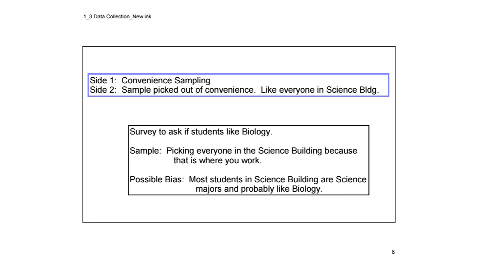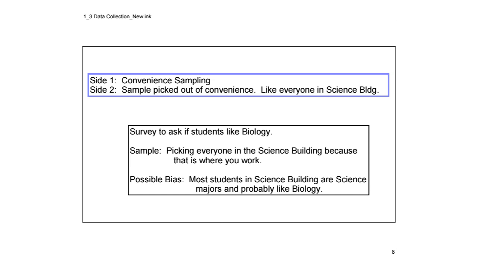Okay, then we have what we call convenience sampling. So this would be if I want to ask students if they like biology. Okay, and so I just stand outside a building, and as they come out, I ask them, do you like biology? Well, if I stand outside the building where we have all our science classes, then I'm probably going to have a lot of people who like biology coming out of there because that's the science building.